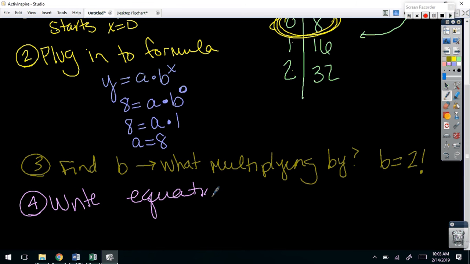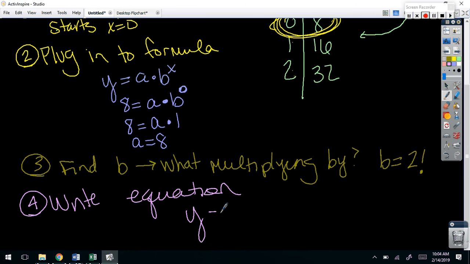All right, so we found a and b. That's all we had to find. That was linear. That was just to show you the difference in linear and exponential. They'll give you a table. We're going to do an example start to finish in just a second.